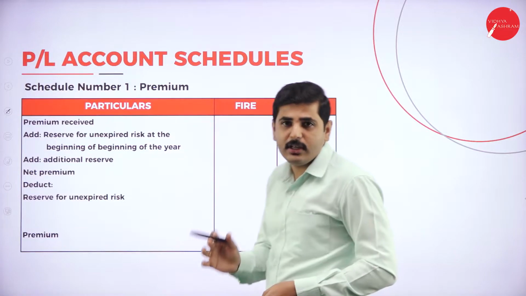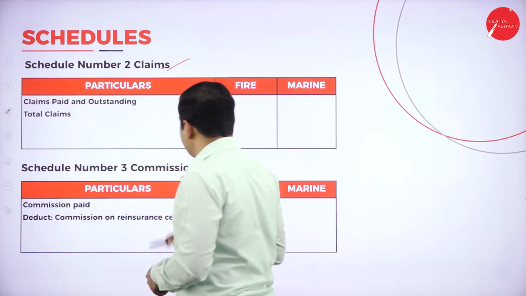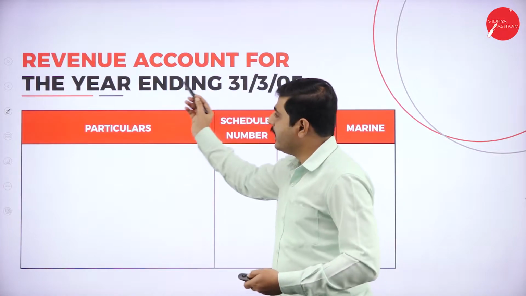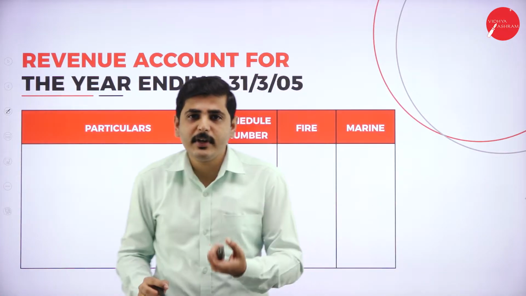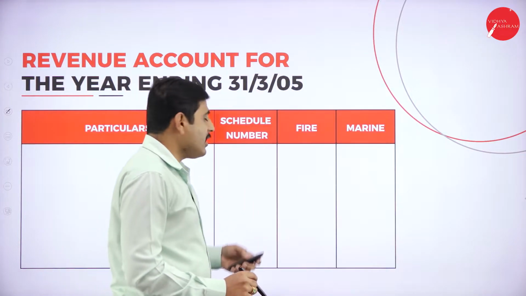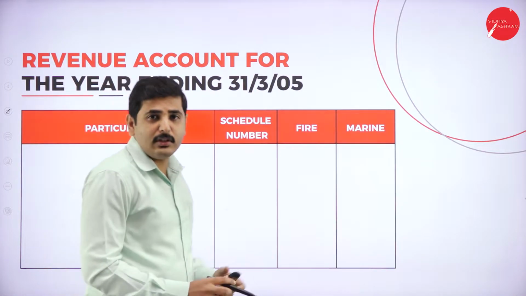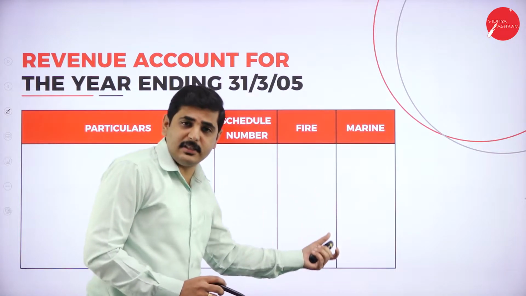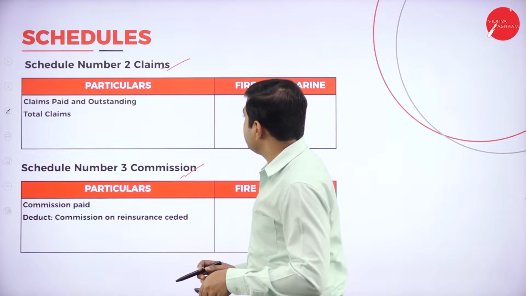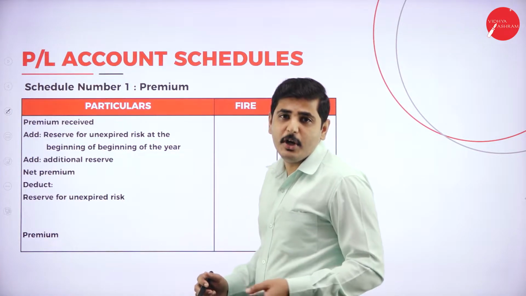See, the first schedule is the income, premium is the income, and the remaining schedules, claims, commission, and operating expenses are expenses. So why are we preparing the revenue account? We are preparing the revenue account to identify the current year surplus or deficit. If income is more than the expenses, then it is a surplus. If expenses are more than the income, then it is called a deficit. So in order to identify surplus and deficit, we are calculating from schedule number 1 to schedule number 4. That's it, we have to prepare.